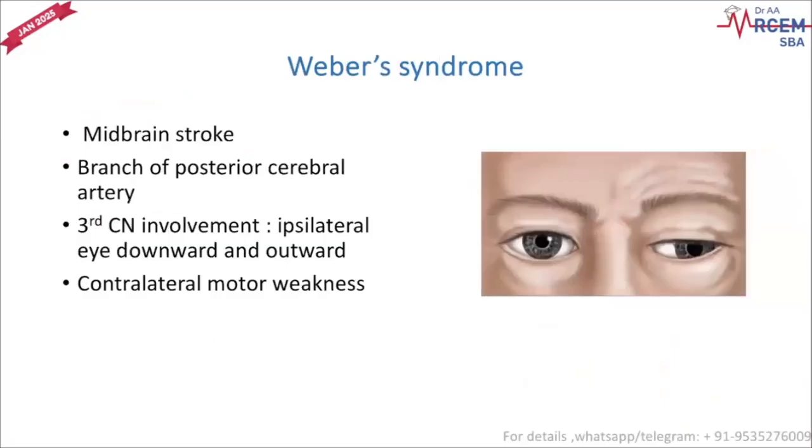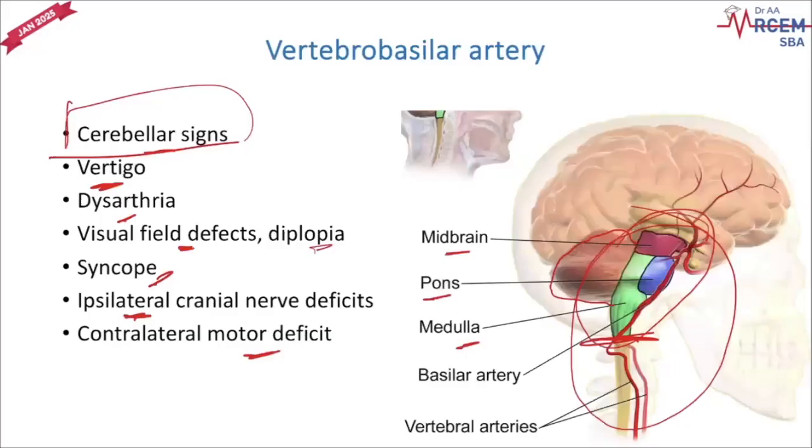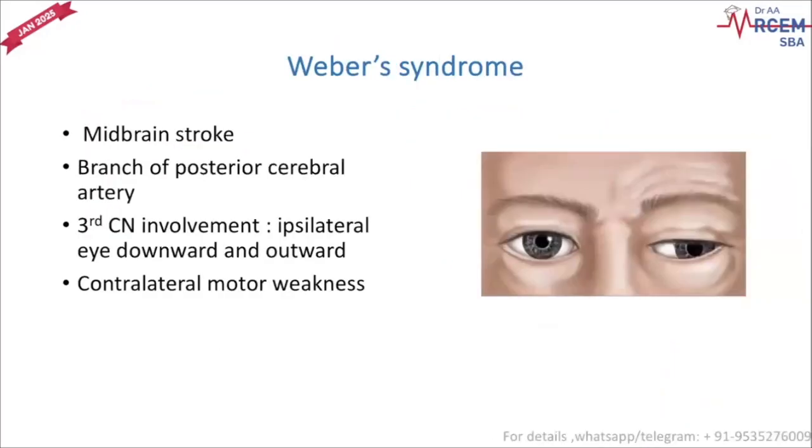A few syndromes you need to be aware of in stroke. That is Weber syndrome. What is Weber syndrome? Weber syndrome is a midbrain stroke. In the midbrain, there is the third cranial nerve. The third cranial nerve nucleus will be involved, which will result in the classical eye positioning, downwards and outwards. This is supplied by the branches of the posterior cerebral artery. Contralateral motor weakness can be there.